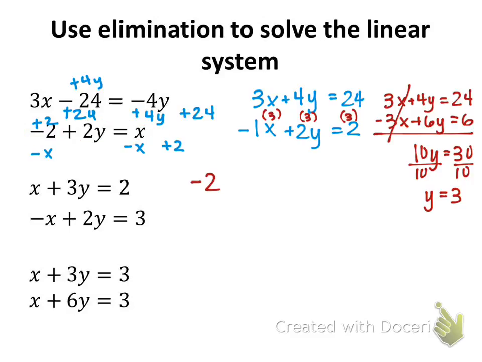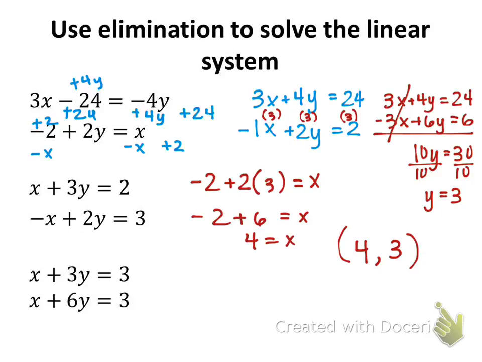So I'm going to do negative 2 plus 2 times 3 equals x. Negative 2 plus 6 is equal to x. 4 is equal to x. So we can do (4, 3). And that is our answer using the elimination method.